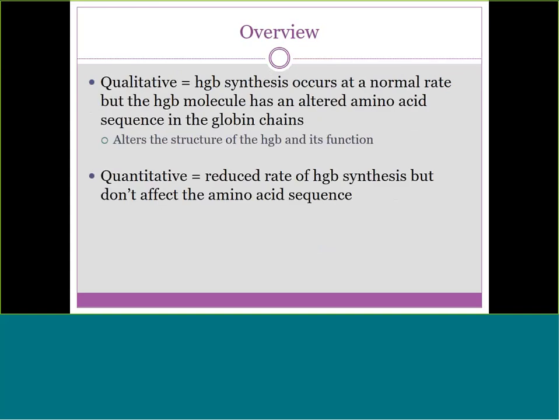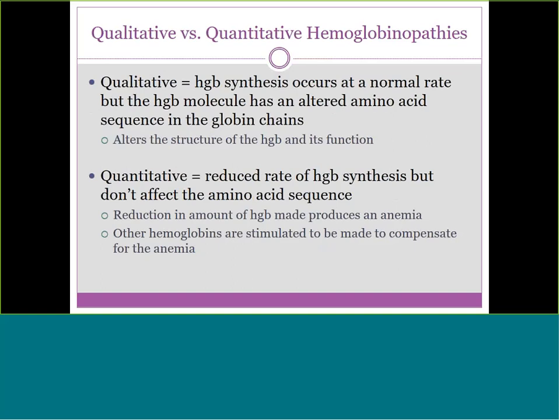So there are actually 2 overall categories of hemoglobinopathy. There are qualitative and quantitative. You do need to know these categories and what they mean. So this slide to me is really important. I would highlight this and take it away.